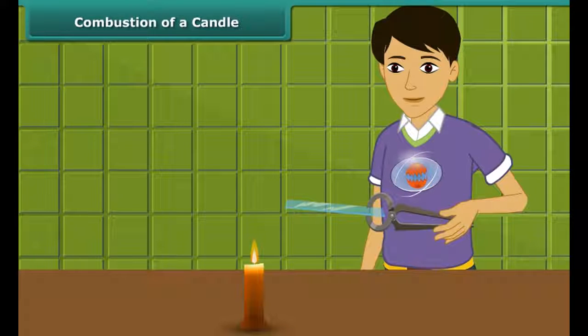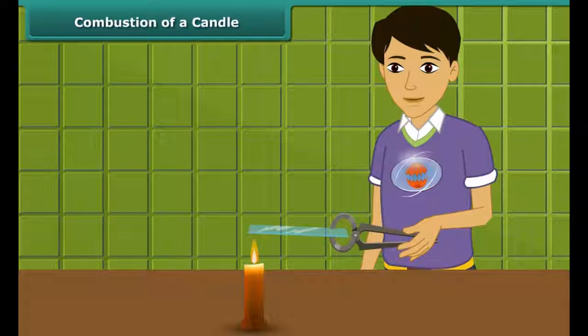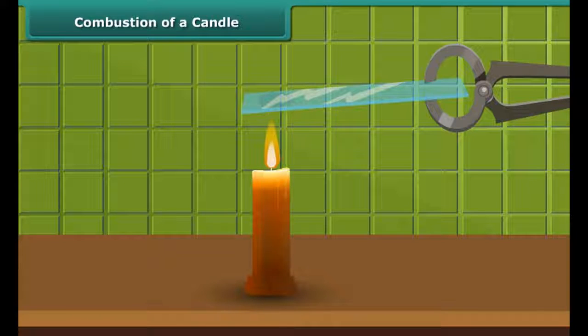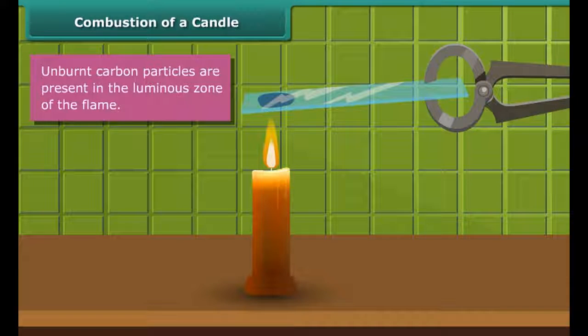Let us watch Rohan performing an activity. He is introducing a glass plate into the luminous zone of the candle flame with the help of pair of tongs. The glass forms circular blackish spots indicating the presence of unburnt carbon particles present in the luminous zone of the flame. Now observe another activity.